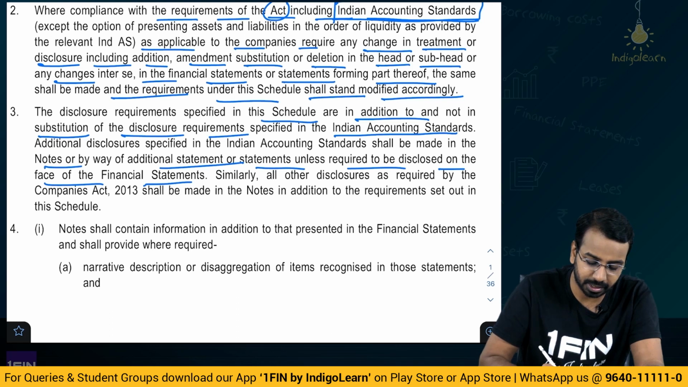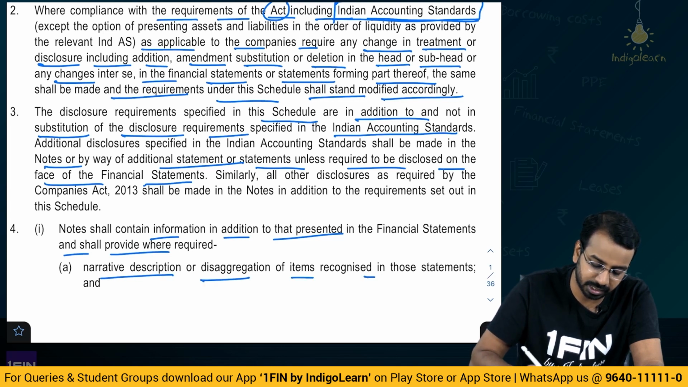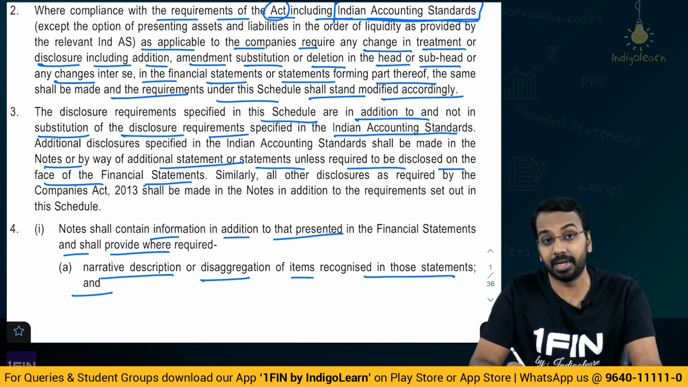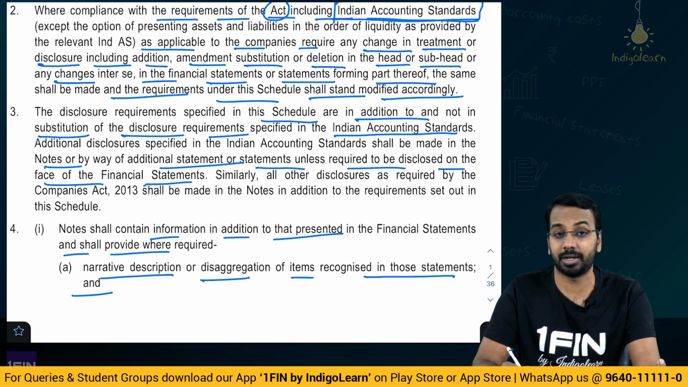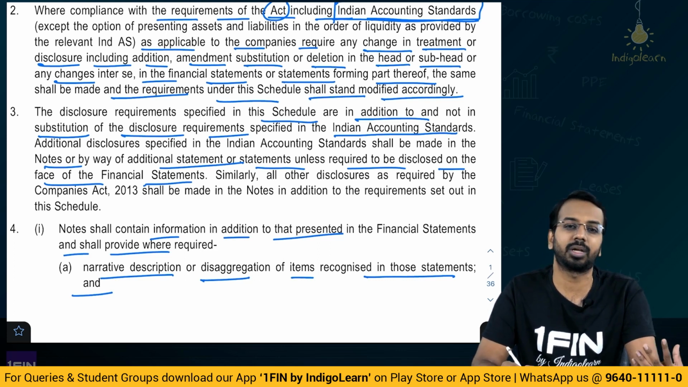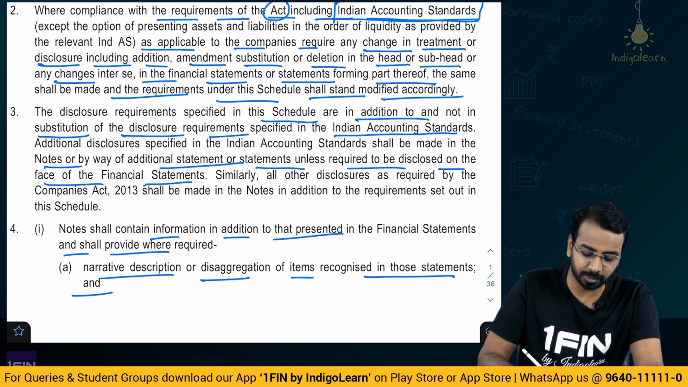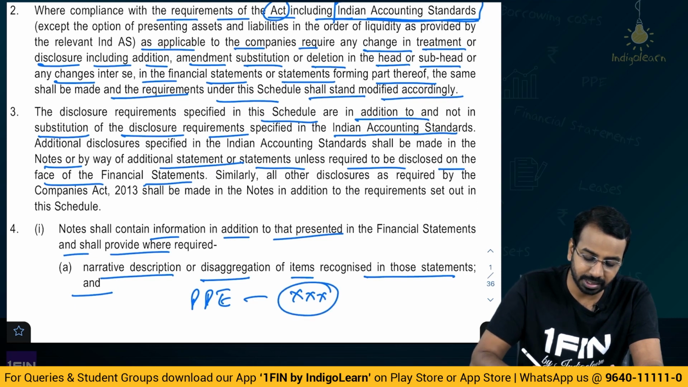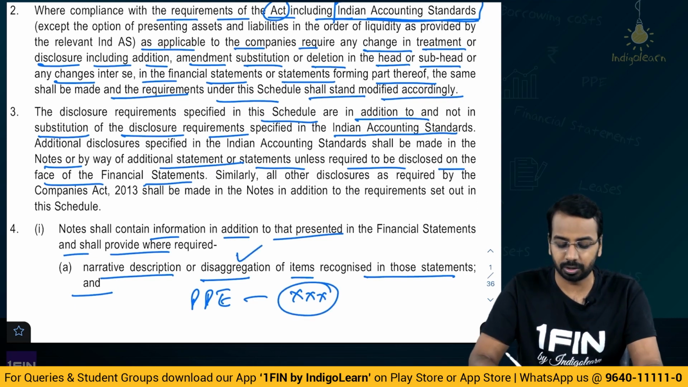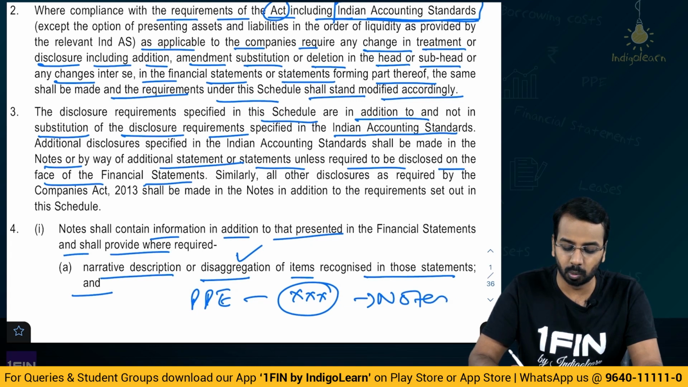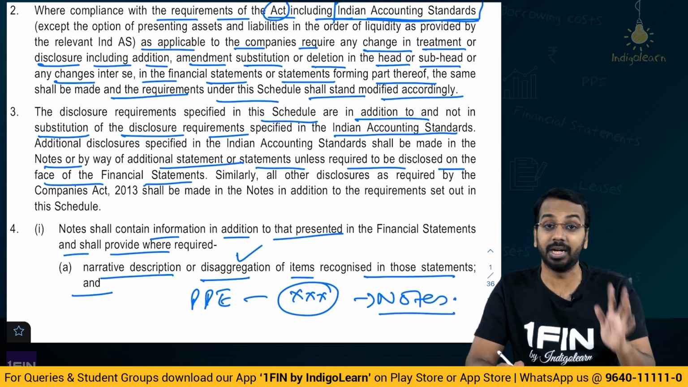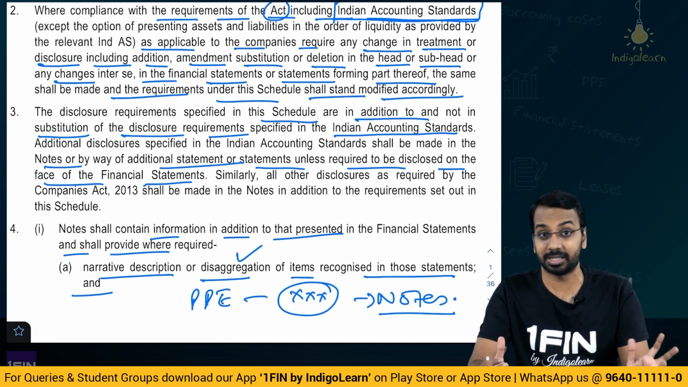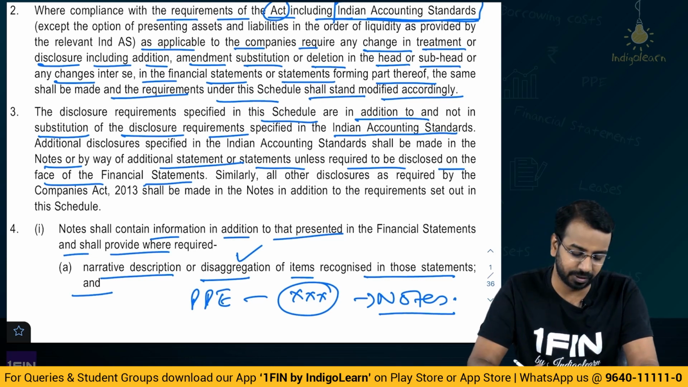Then it also says notes shall contain information in addition to that presented in the financial statements and provide narrative description or disaggregation of items recognized in those statements. So if you are looking at the P&L or the balance sheet, for example, you have an item property, plant and equipment. Here you will present a single amount. Disaggregation means the breakup of this amount, you will provide it in the notes, and this we have done. We have seen it when we did property, plant and equipment, we did leases and all of that. We saw how the breakup has to be given.